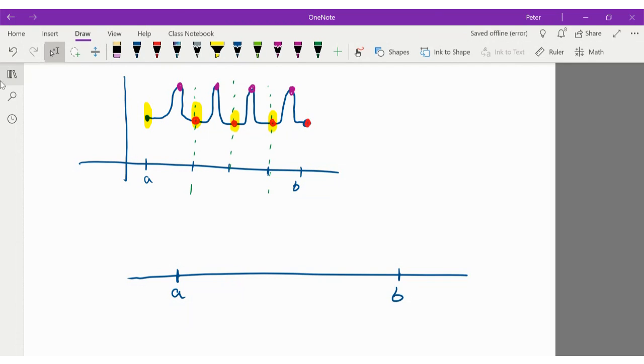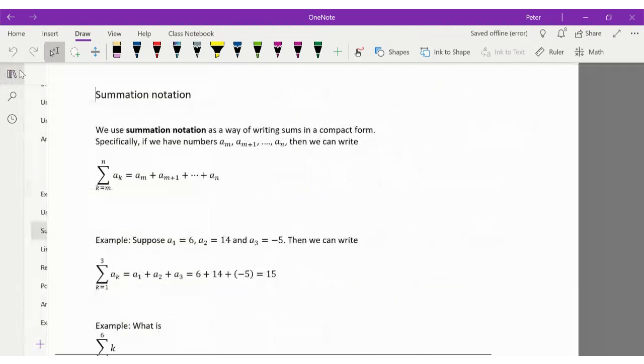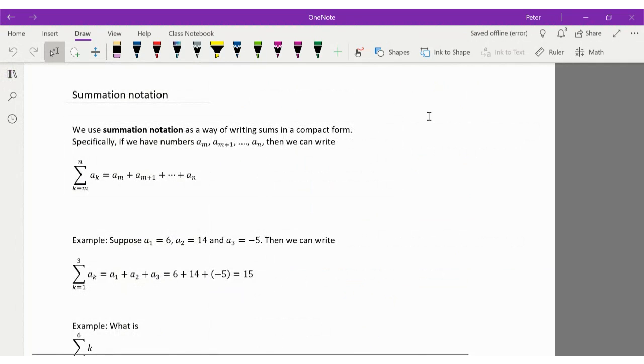All right. So this is where we start to get to a point where I can introduce the formula for the approximation. So we're going to introduce this notion of this notation called summation notation. I think some of you have already seen this in pre-calc, but I just want to make sure everyone understands what it means.